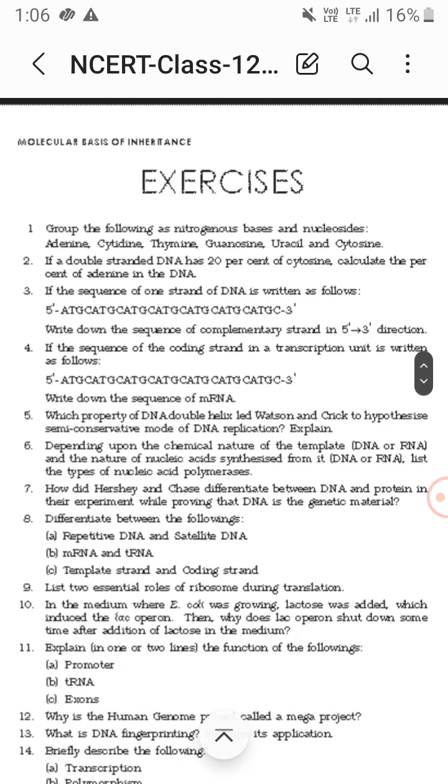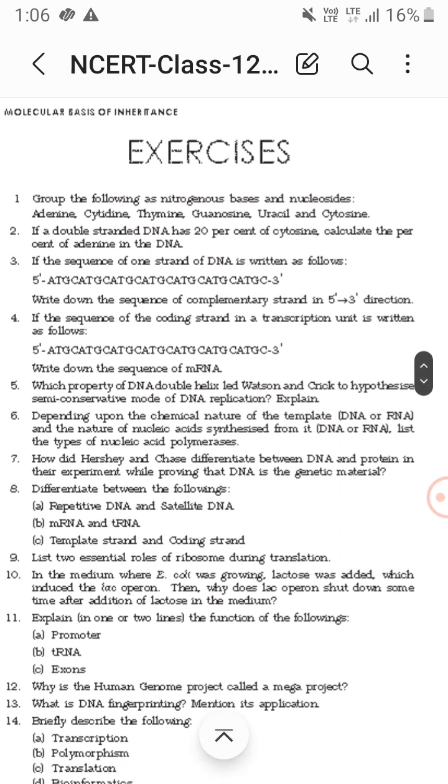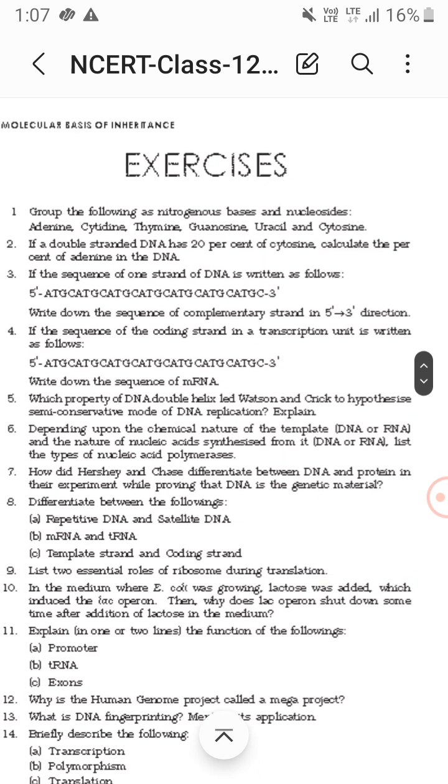If a double stranded DNA has 20% of cytosine, calculate the percent of adenine in the DNA. So it's 30. If the sequence of one strand of DNA is written as follows, 5' to 3', it's the coding strand. Replace thymine with uracil. Write down the sequence of the complementary strand in the 5' to 3' direction.